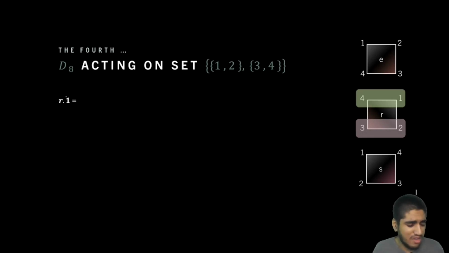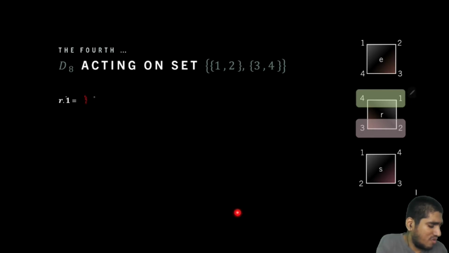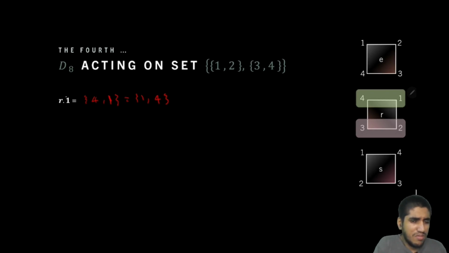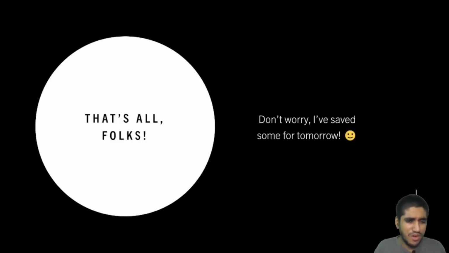Again, it's a set, therefore it can be commuted, and you will have 4 comma 1, which is equal to 1 comma 4. Hey, codomain should be A, right? Is 1 comma 4 in A? No. Rest you can fill in. Will this be a group action? That's all for now, folks.